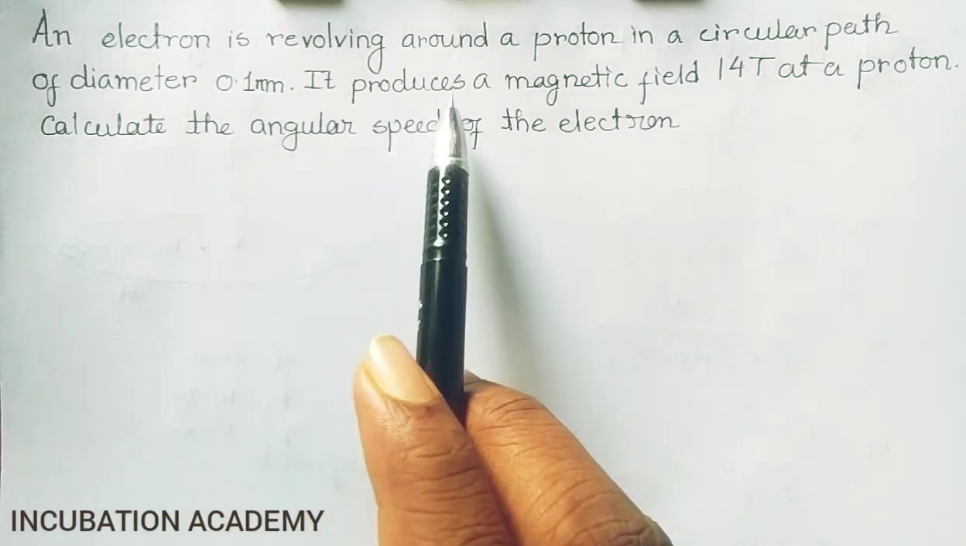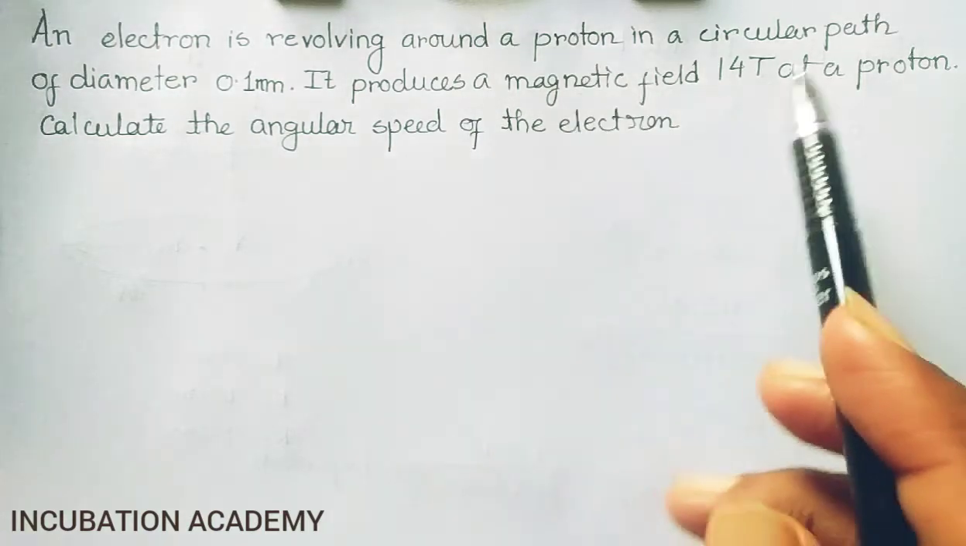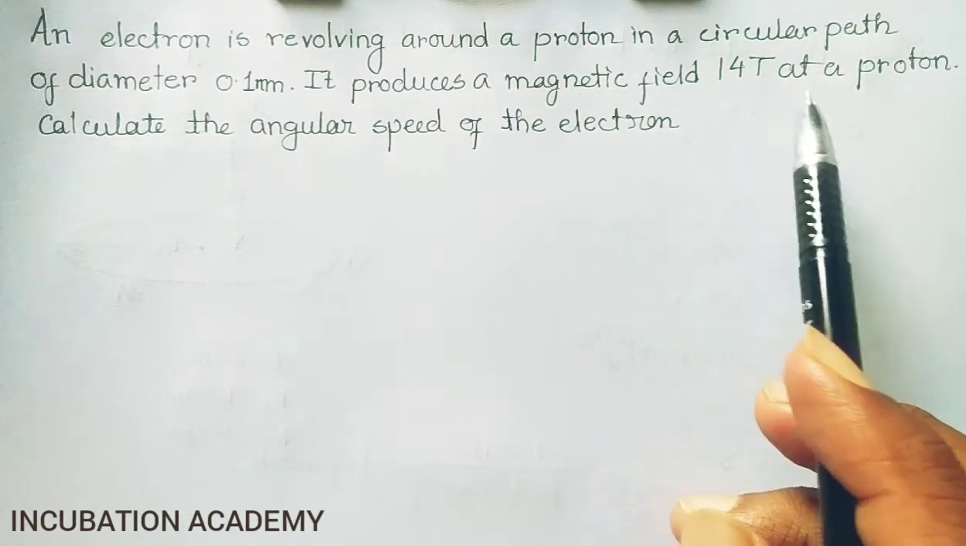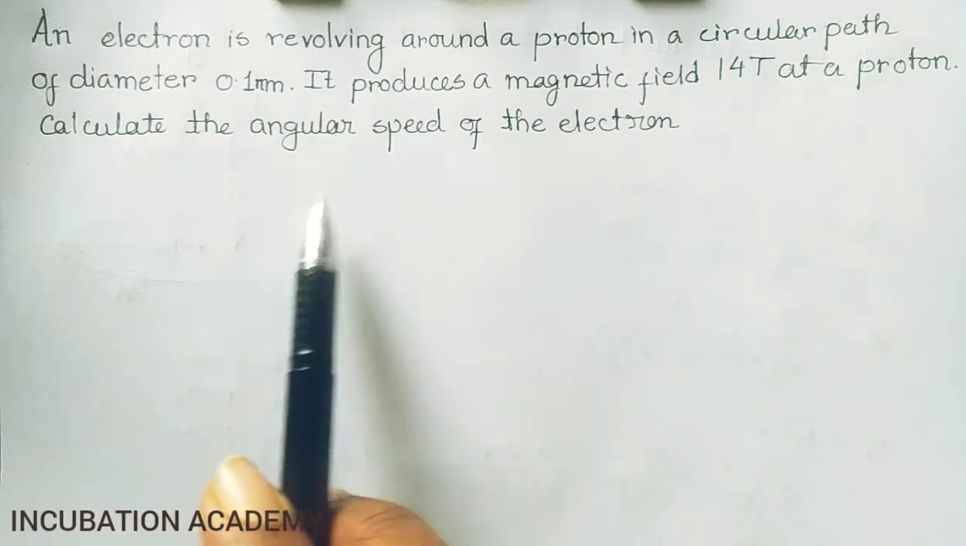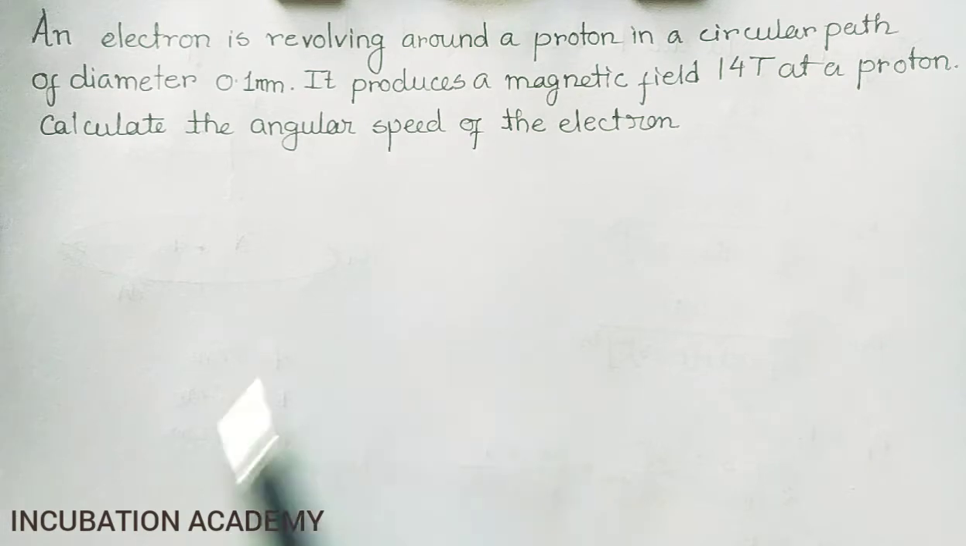The question is: an electron revolving around a proton in a circular path of diameter 0.1 nanometer produces a magnetic field of 14 Tesla at the proton, that is, at the position of the proton. Calculate the angular speed of the electron.